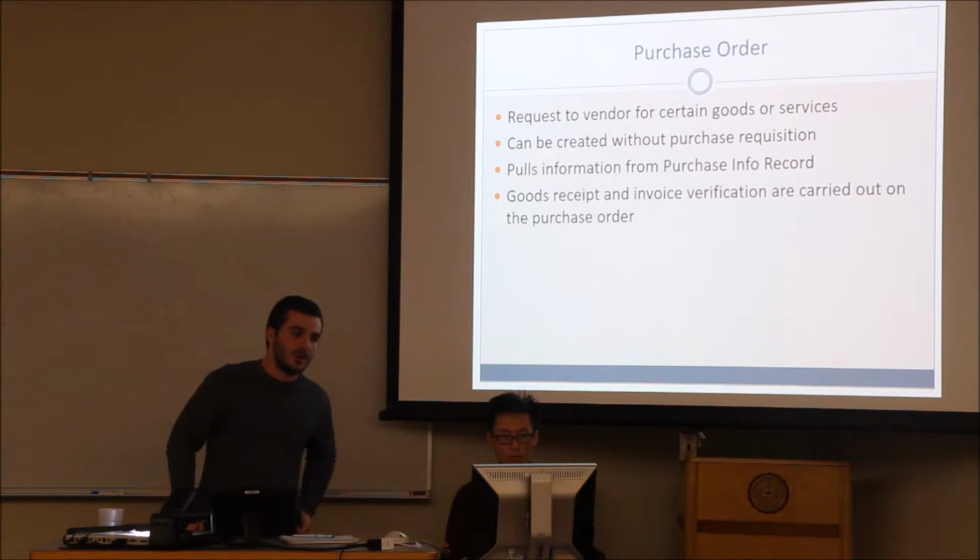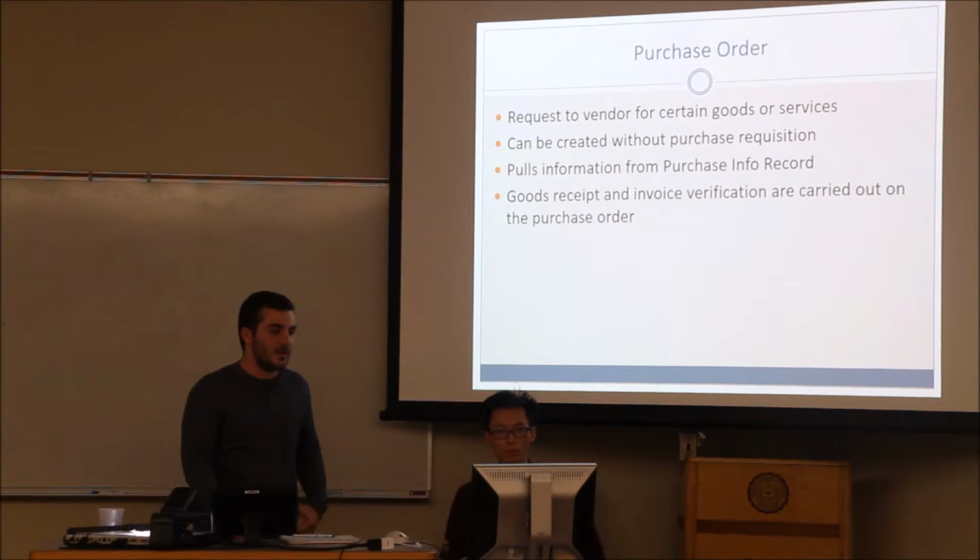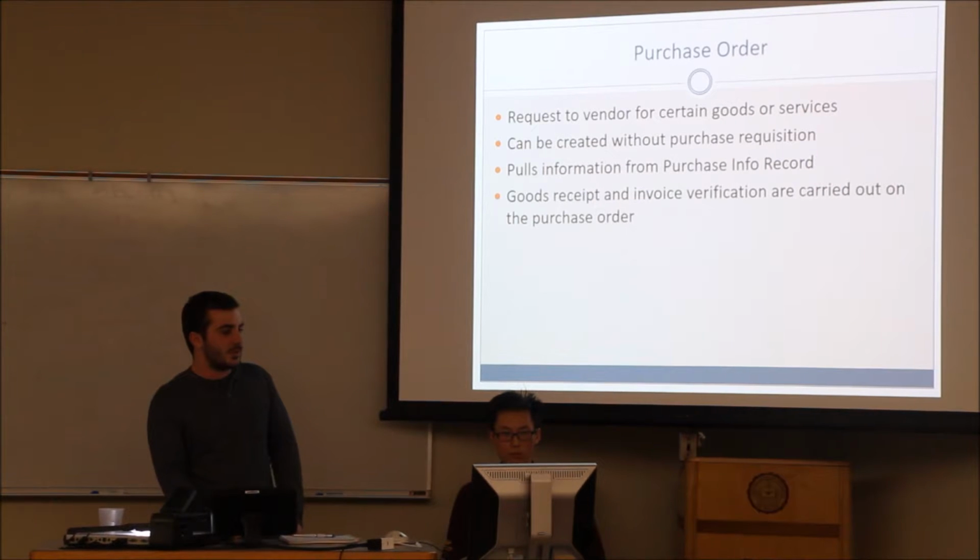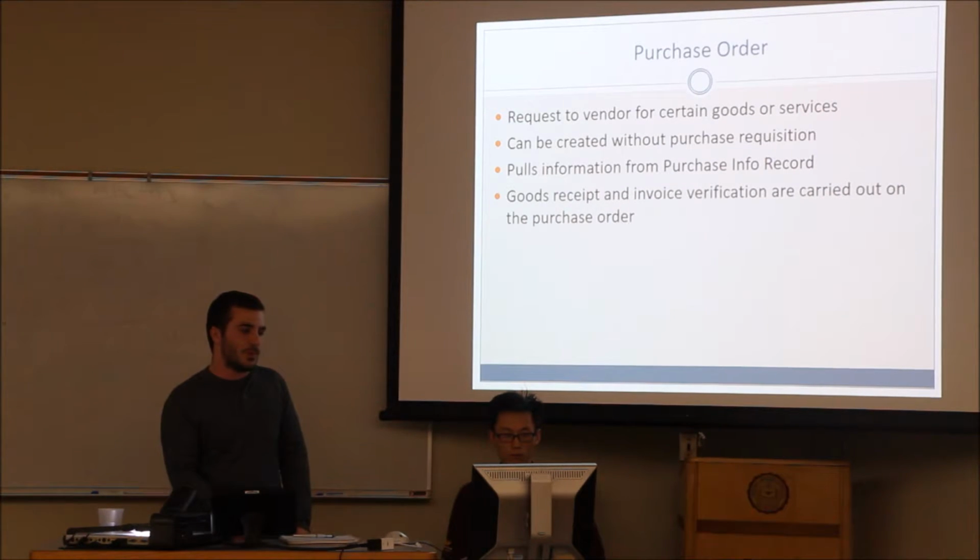Purchase order. This is the request to a vendor for certain goods or services. They can be created without a purchase requisition. You can do purchase orders without having to do the purchase requisition part. And they pull information from the purchase information record that we talked about previously, how we use other companies' previous data about what they're costing or charging us or charging other people, or their future costs or past costs. And the goods received and invoice verification are carried out on the purchase order.